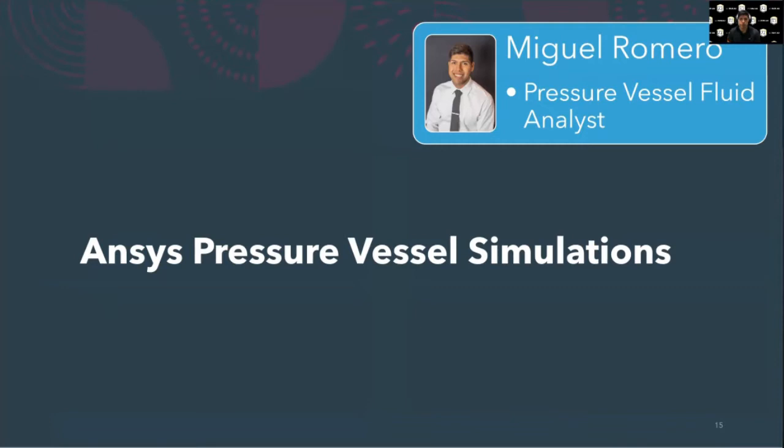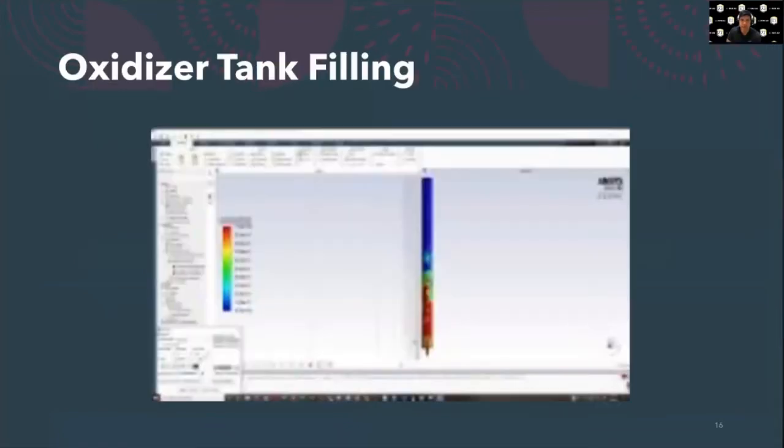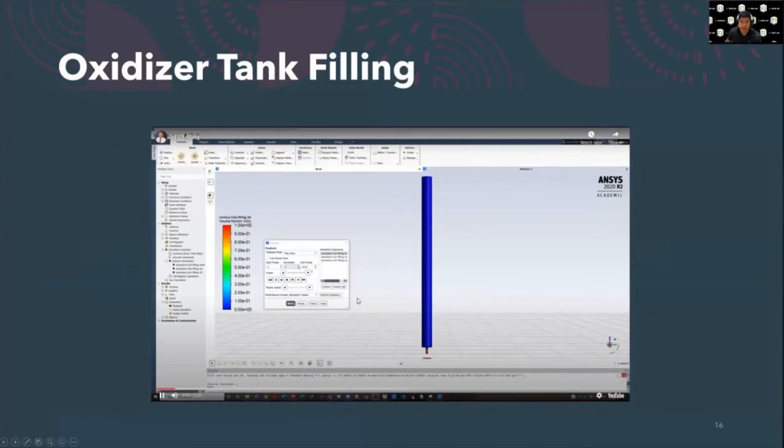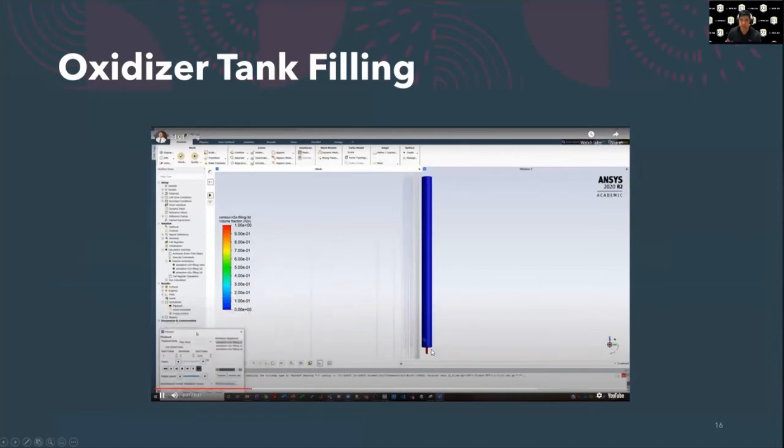So hello everyone, my name is Miguel Romero, and I'm doing the simulations on the pressure vessel, also known as the oxidizer tank. This past semester, I exclusively focused on the oxidizer tank. You'll see here, nitrous oxide is going to be filling the tank. Nitrous oxide is represented in red, and the initial condition of the tank is air, and that's represented in blue.